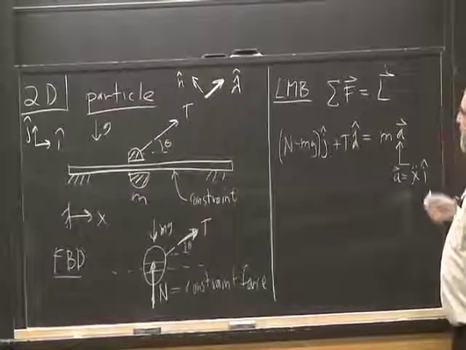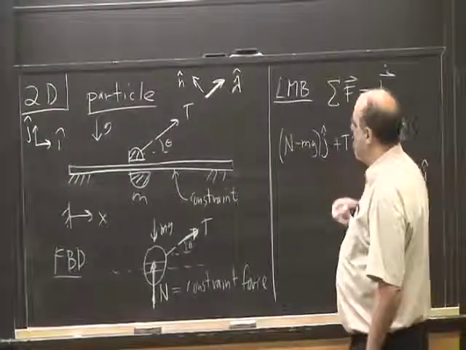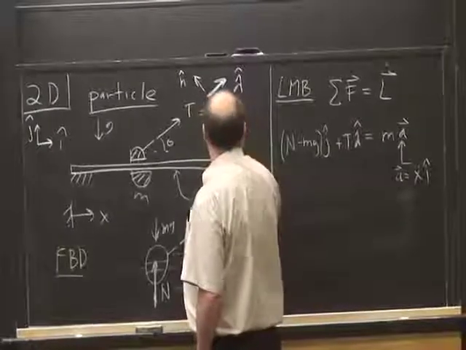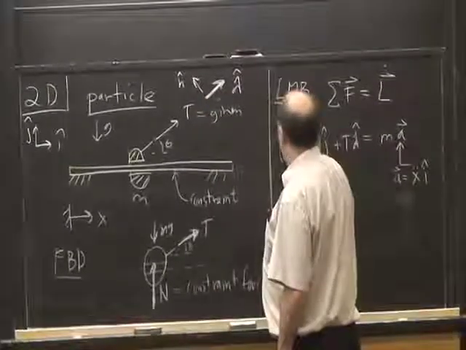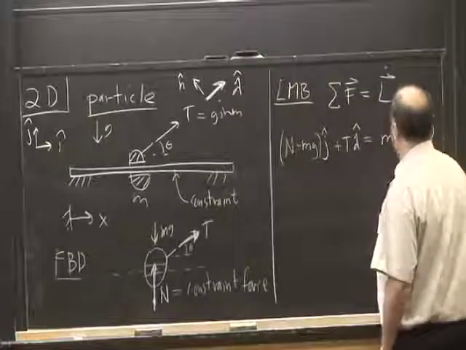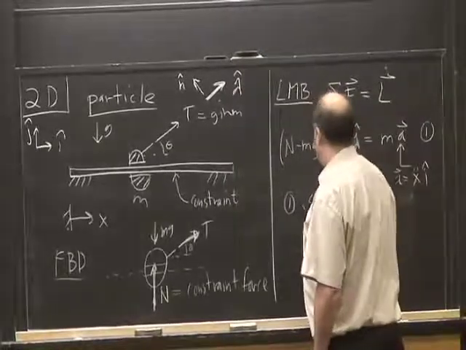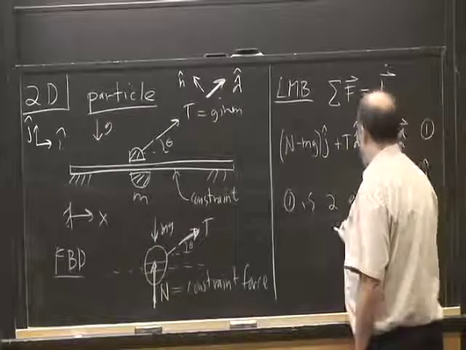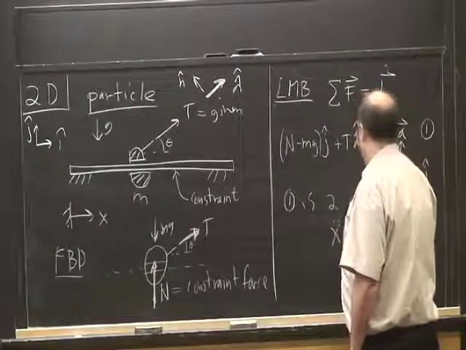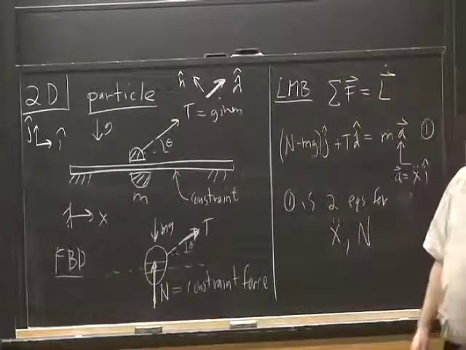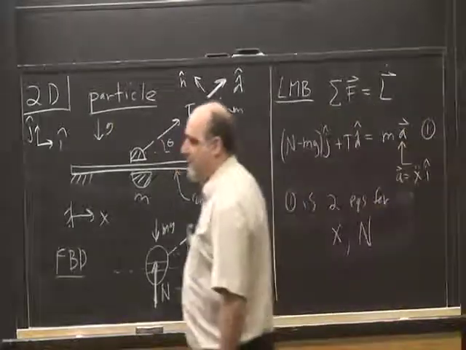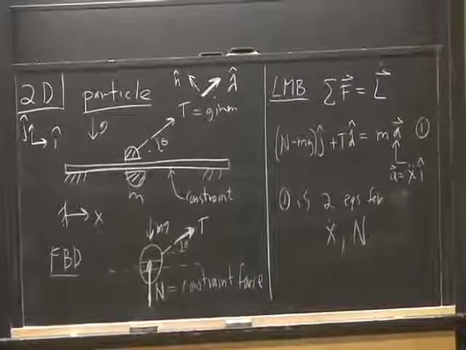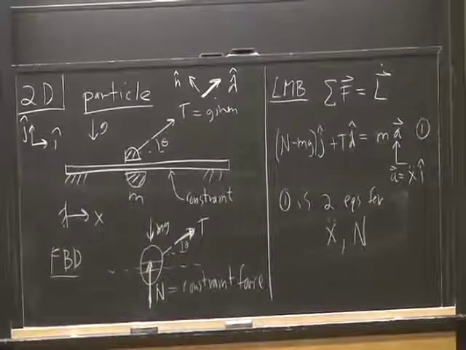Now I'd like to figure out what's going on. If I say T is given, can I figure out what's going on? And the answer is I can, because if I take this equation, let me call this equation 1. Equation 1 is two equations for what? For x double dot and for this N. So we can solve for that N. Is N equal to mg? Quick raise of hands. N is equal to mg? Yes? No? Raise your hand. Obviously, good.